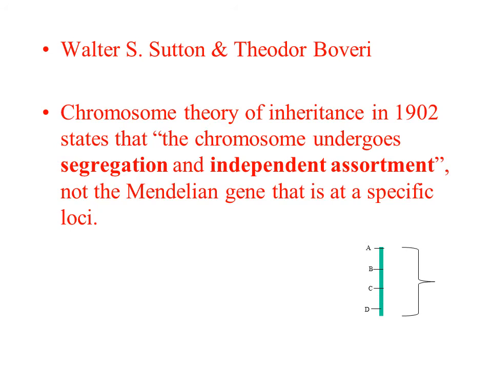That was the theory that Sutton and Boveri created. They created the chromosomal theory of inheritance in 1902 from observing the results of the Morgan cross. This theory states that chromosomes undergo segregation and independent assortment, not the Mendelian gene that is at a specific location.